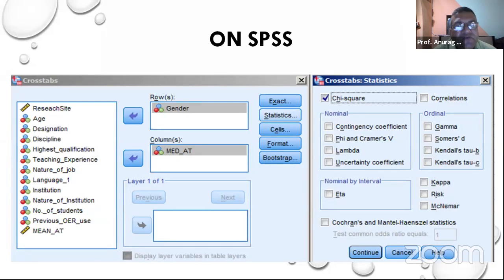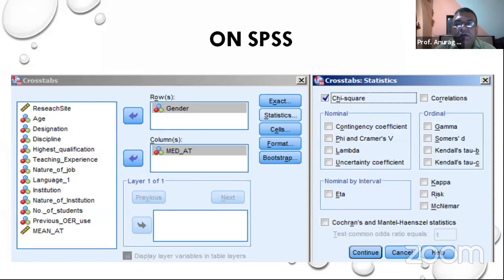This is again from one of my research studies where I have taken variables like age, designation, discipline, highest qualification, teaching experience, nature of job, language, institution, nature of institution, number of students, previous open educational resource use, and mean of the attitudes. It was the attitudes of OER use by the students. So in the rows, I've taken gender, and in the columns, I've taken median of attitudes.